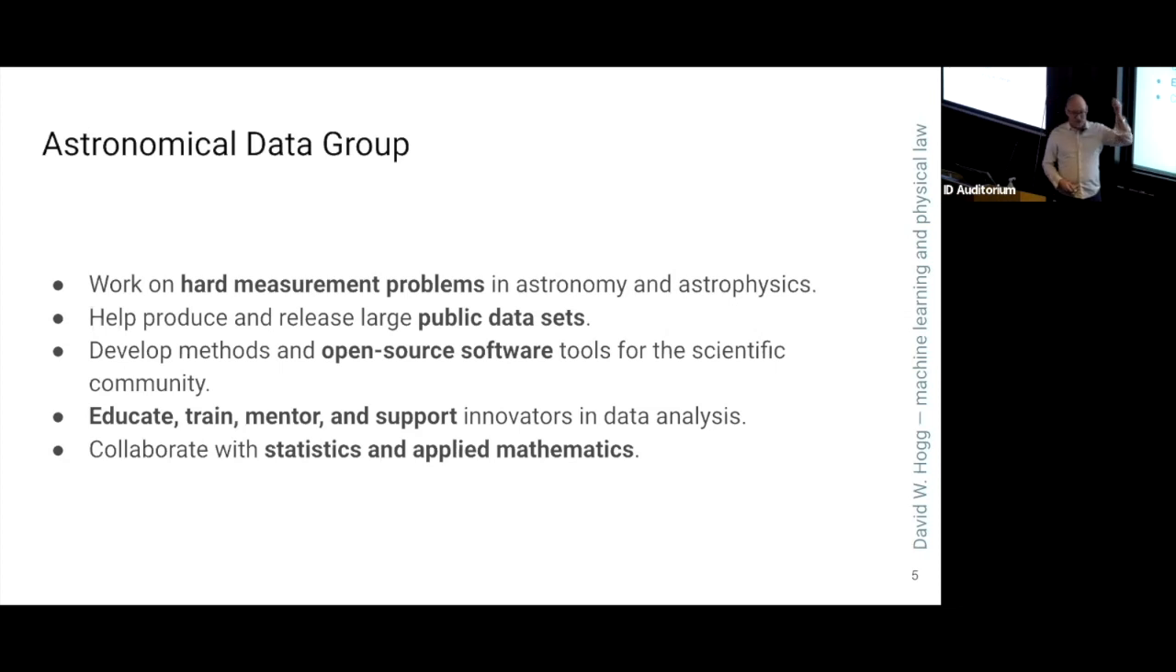We produce large public data sets, and even more importantly, we produce open source software. We are big supporters of open source software, and it's really important to us. I personally am not much of a software person, but I really love working with software. A lot of what we do is about software, and I love that. Of course, we do education, training and mentoring. And we do a lot of things with statistics and applied math, which will be obvious in what comes up.